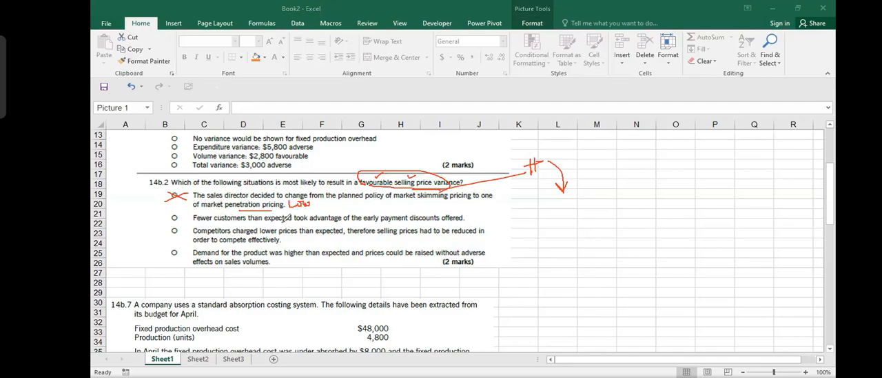B, fewer customers than expected took advantage of the early payment discounts offered. This also is not the answer, because if fewer customers are taking the advantage, it's not going to make any selling price variance. It is about payments and discounts. Goods have already been sold. You have not changed the selling price. Selling price was not there because goods were already sold.